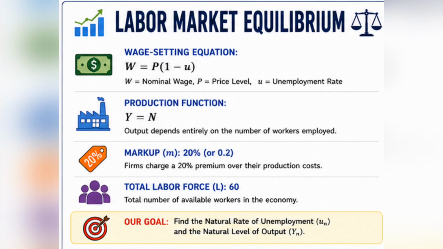Next we have the production function, Y equals N, showing that output Y depends on the employed labor force N. We're also told the markup is 20% and the total labor force L is 60. Our goal is to find the natural rate of unemployment and the natural level of output.